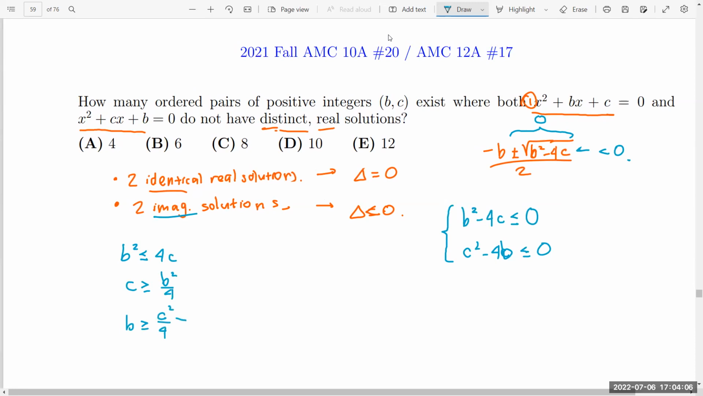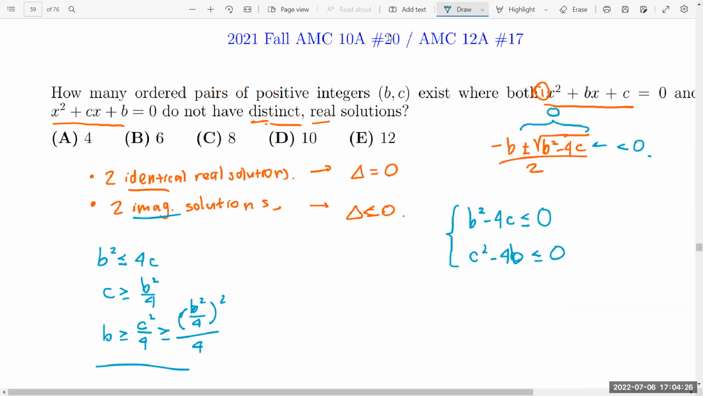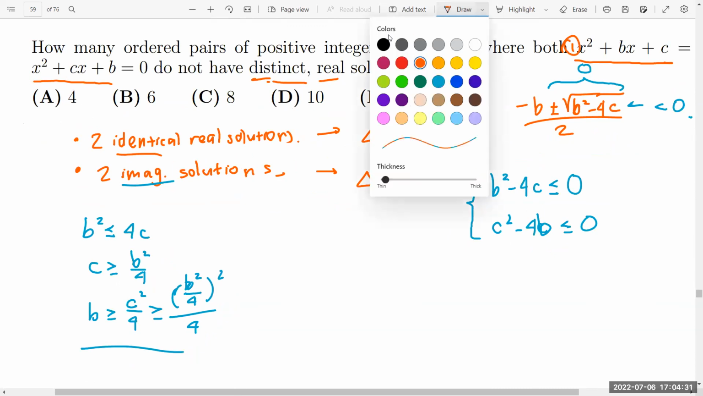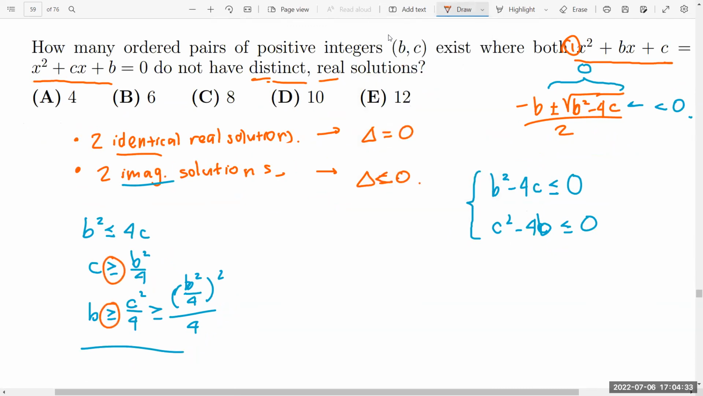And we can do a simple substitution. Since c is at least b squared over 4, we can plug in b squared over 4 into c and get a value that is even smaller than c squared over 4, right? Just like that. So we actually have these two inequalities that we can mash together by doing this substitution. This only works because these are the same direction. Otherwise, we can't make this substitution.